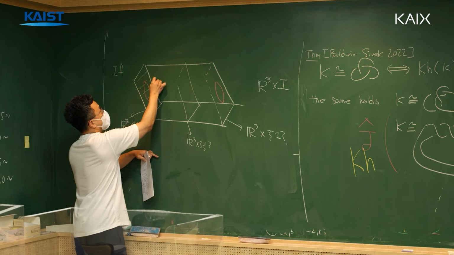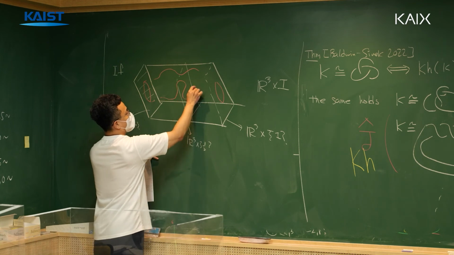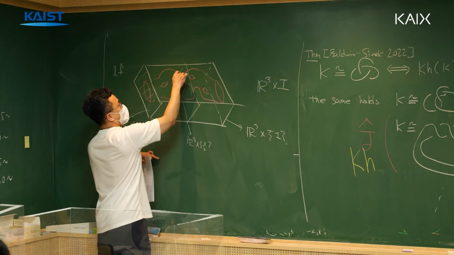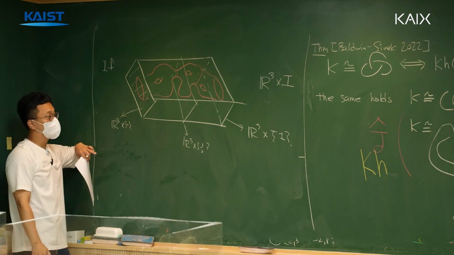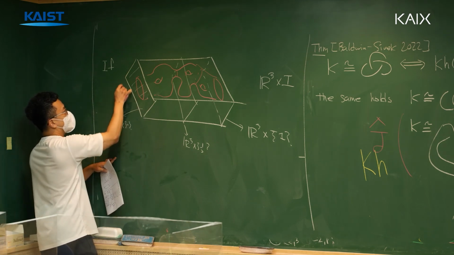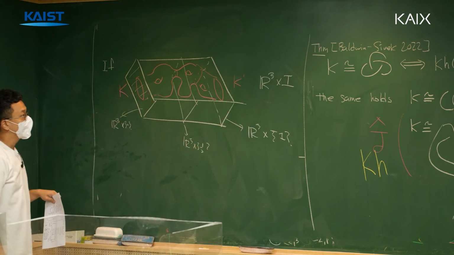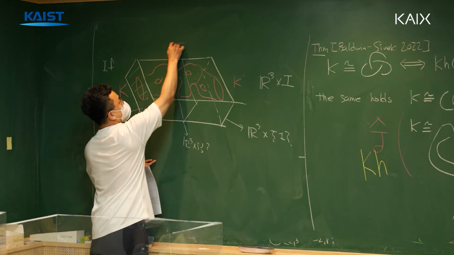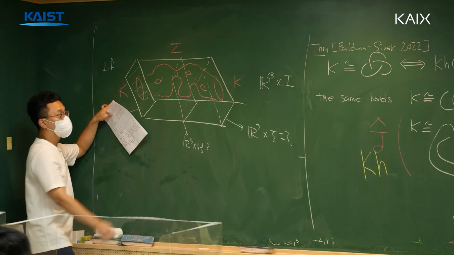A cobordism can look something like this. You could have some holes. So you have this interesting surface that is embedded inside this R3 times interval, where at the very left I have K, and at the very right I have K prime. What happens with Khovanov homology is that this surface, let's call it sigma, gives you a map between Khovanov homology of K and Khovanov homology of K prime.